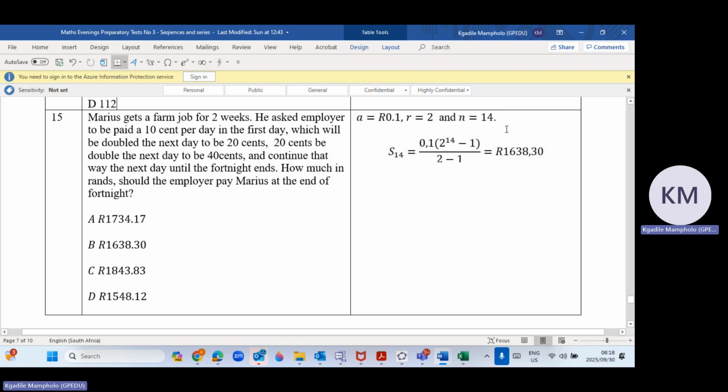Remember, a fortnight has 14 days. Now, because remember this doubles every day, your A is 0,1, your R is 2, and your N is 14. Then when you get the answer, you get 1,638 rand 30 cents. It means this is the money that Marius should be paid at the end of the fortnight.